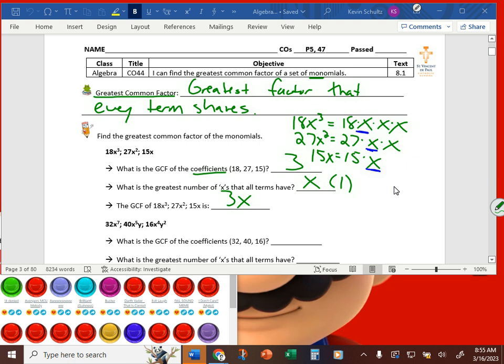What would happen if you two would share like 2 x's? Then it would be 3x squared. If they all had 10 x's, it'd be 3x to the 10. Just how many of that variable does each term have? Other questions? Does this seem as scary anymore? At least the first one? Yeah.